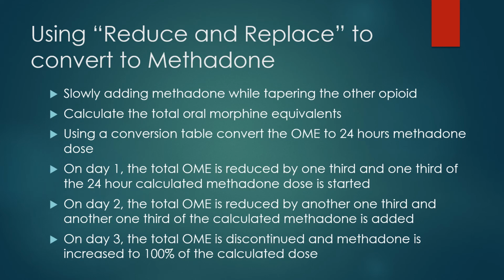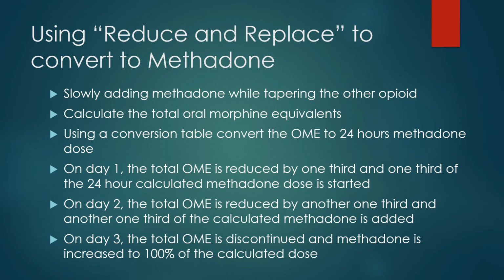Opioids can be converted to methadone using the reduce and replace method. This slowly adds methadone while tapering the other opioid. First, you would calculate the total oral morphine equivalents. Next, using a conversion table, convert the oral morphine equivalents to 24-hour methadone doses.